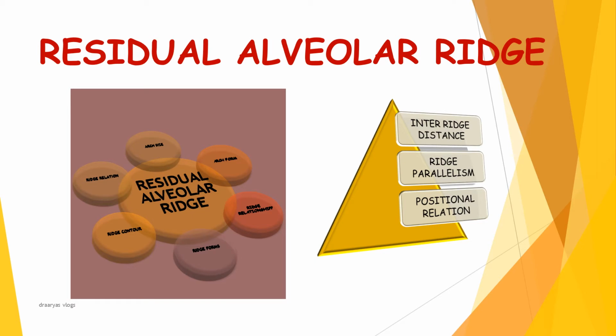Next one is residual alveolar ridge. We will discuss this topic under the following headings: arch size, arch form, ridge relationship, ridge forms, ridge contour, and ridge relation. Under ridge relation, inter-ridge distance, ridge parallelism, and positional relation will be discussed.